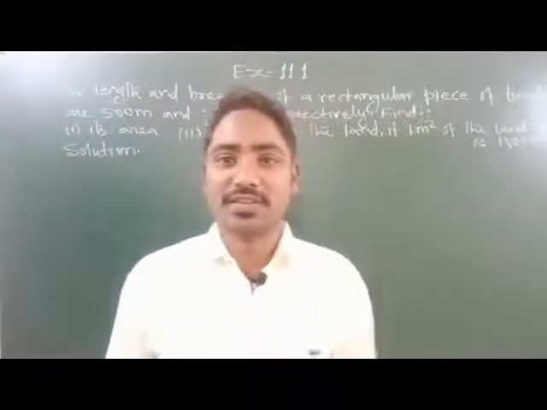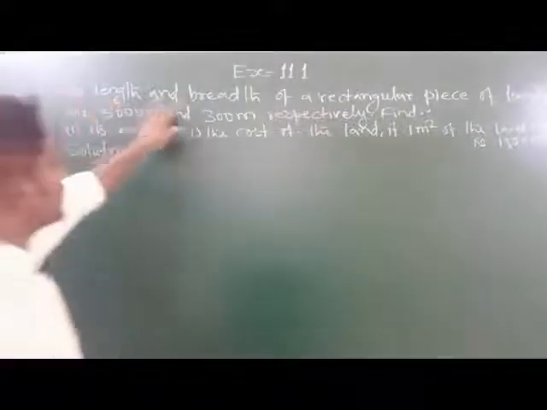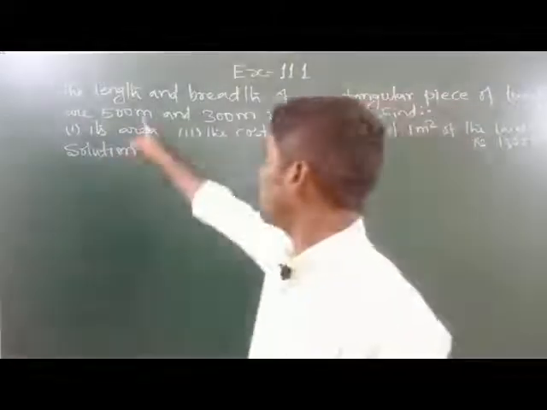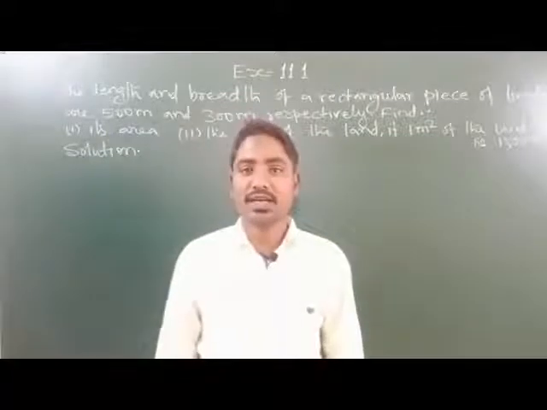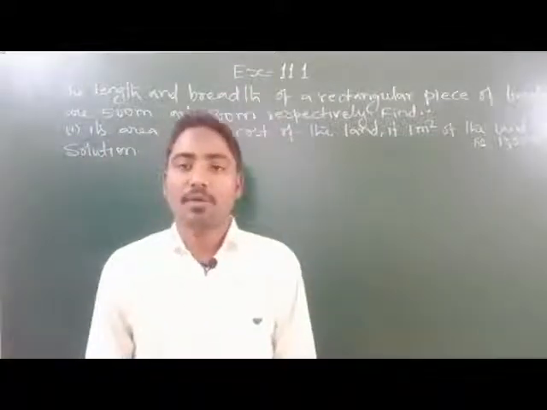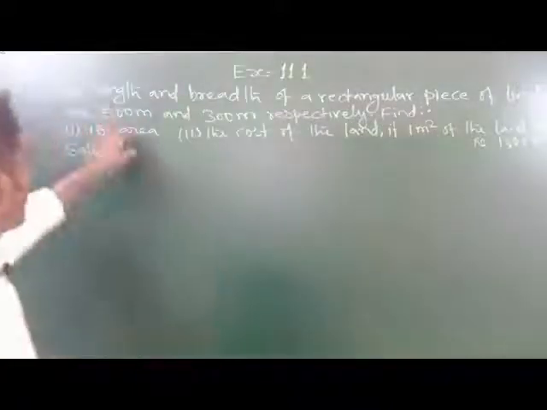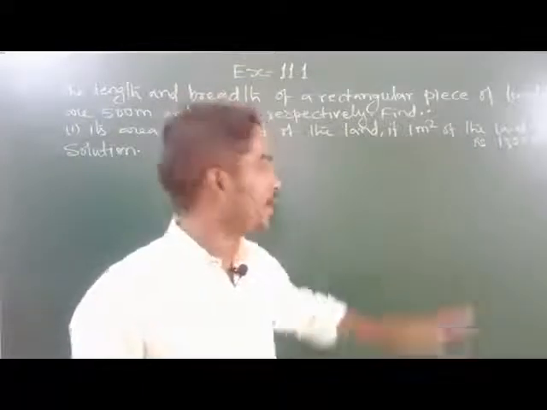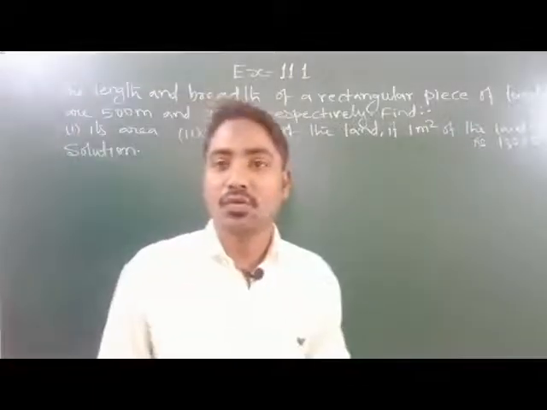So in today's session, we will solve question number 1 of exercise 11.1. What question number 1 is stating, students: the length and breadth of a rectangular piece of land are 500 and 300 respectively. The question says that there is a rectangular plot of land whose length and breadth are given as 500 and 300. Okay, so the question says find its area.